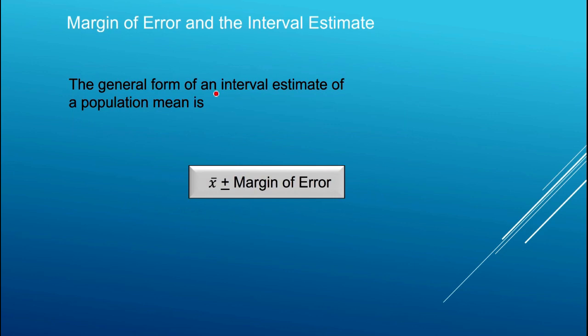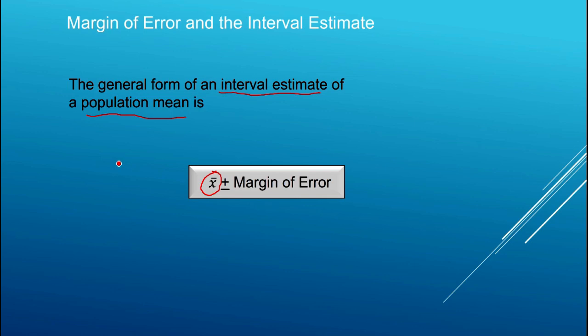So we're going to start out with a very simple case. We're going to talk about the interval estimate for the population mean. So you'll recall that our interval estimate is going to have to depend on drawing a sample and calculating a point estimator as our best guess of the population parameter.